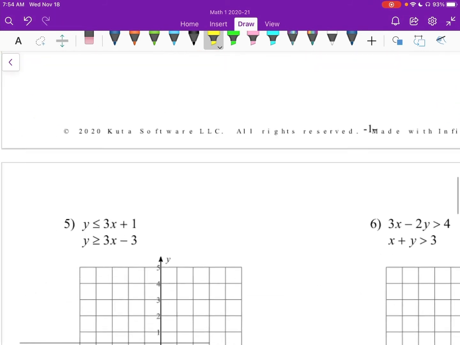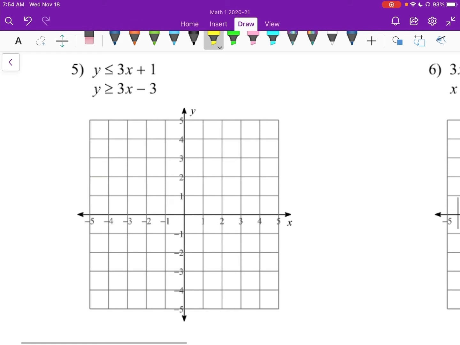All right, number 5. Ooh, this one's nice. It's already in slope-intercept form for us. The top one I'll make orange. My intercept is at 1. My slope is 3, so up 3 and over 1, or down 3 and left 1. It's going to be a solid line. And it's a solid line because this is less than or equal to. There's that line underneath it.